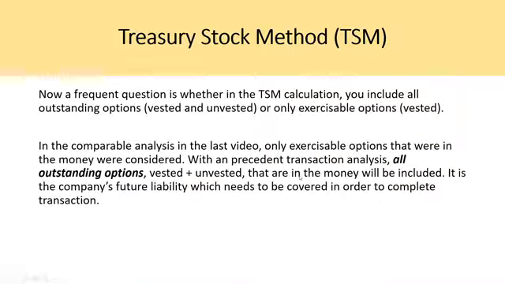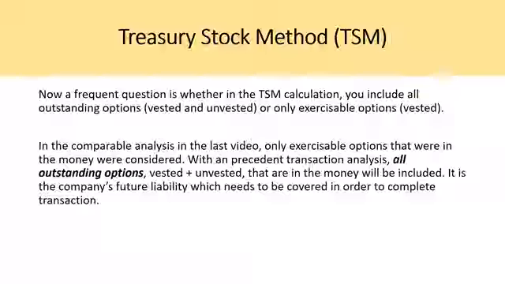Okay. Now, a frequent question is whether in the TSM calculation you include all outstanding options, vested plus unvested, or only exercisable options, which are vested. In the comparable analysis in the last video, only exercisable options that were in the money were considered. So only the ones that were vested. With a precedent transactions analysis, all outstanding options, vested plus unvested, that are in the money will be included. It is the company's future liability which needs to be covered in order to complete the transaction. So one of the key differences between the comparable companies analysis and the precedent transactions analysis is the calculation of fully diluted shares, and this is where the difference is.